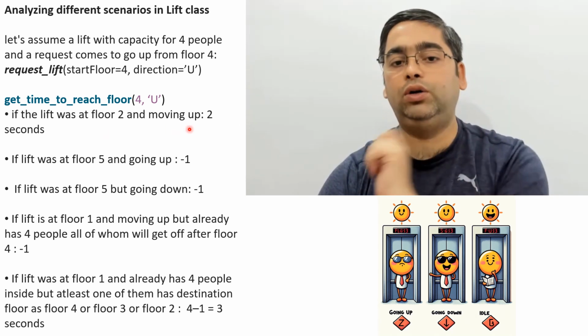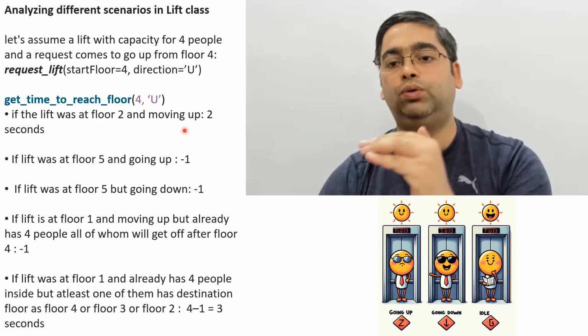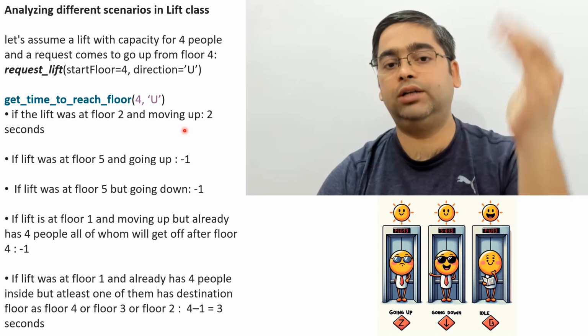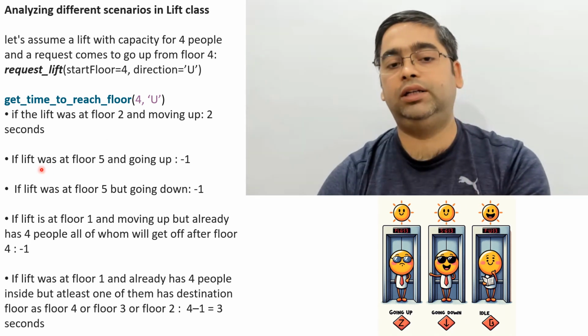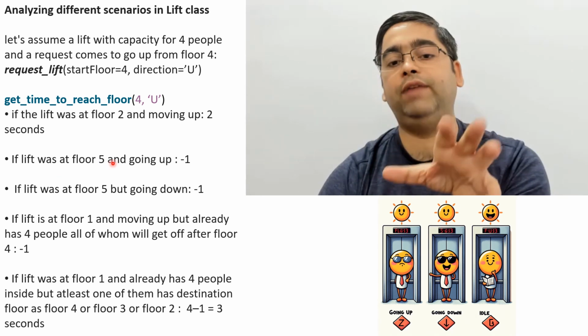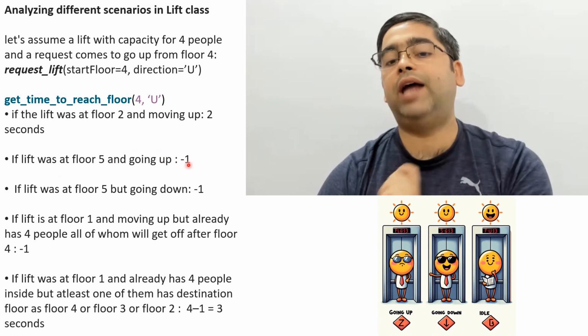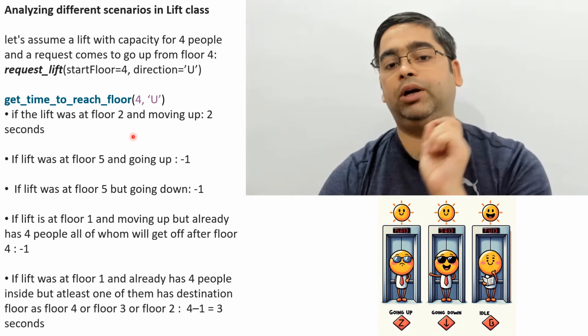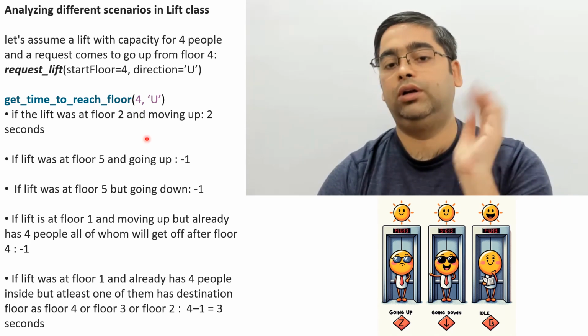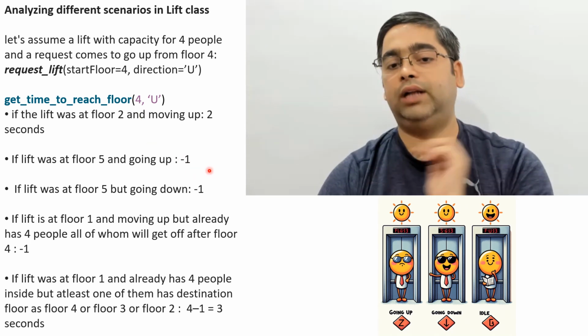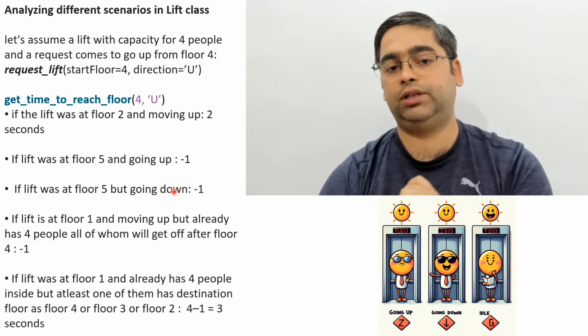So it will return 2 seconds. 4 minus 2, 2 seconds. It will take 2 seconds to move 2 floors up. Let's take another lift which is at floor 5 and it is going up. Now that lift cannot be assigned this request because it is already at floor 5, so it is past floor 4. So it will return -1.